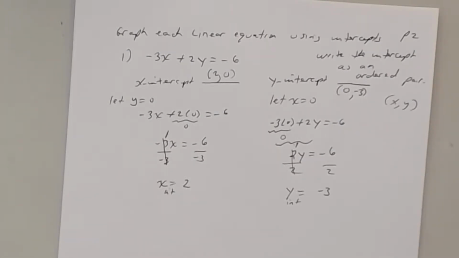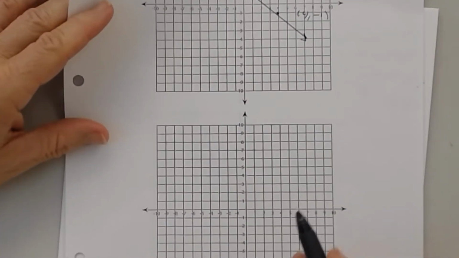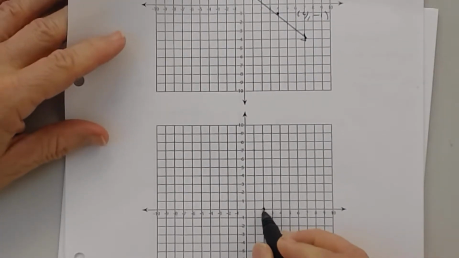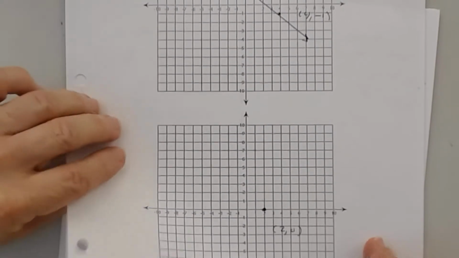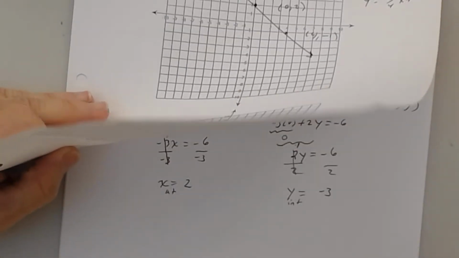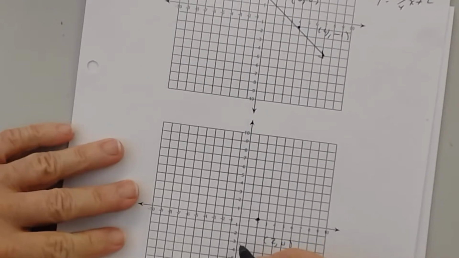All right, and so then you just plot those 2 points. Remember, no other point, x and y-intercept only. You plot those 2 points. So the first one is 2, 0. So 2, 0 is right here. That's 2, 0. And the other point is 0, negative 3. And so 0, negative 3 is here.